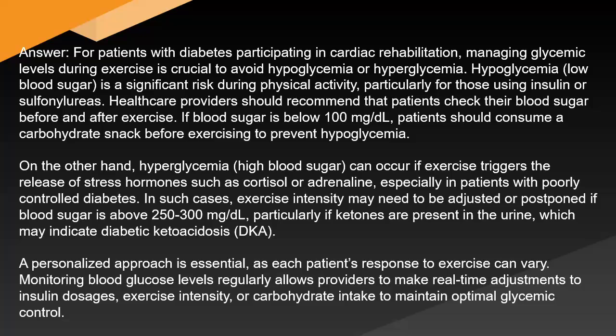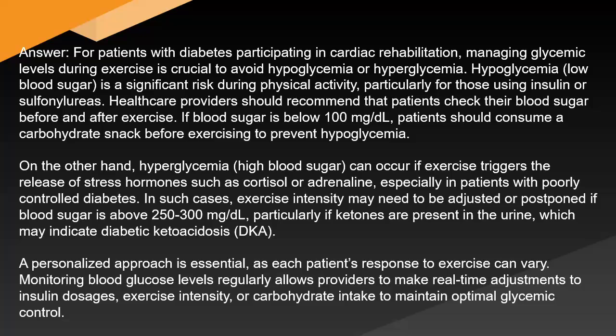Healthcare providers should recommend that patients check their blood sugar before and after exercise. If blood sugar is below 100 mg/dL, patients should consume a carbohydrate snack before exercising to prevent hypoglycemia. On the other hand, hyperglycemia, high blood sugar, can occur if exercise triggers the release of stress hormones such as cortisol or adrenaline, especially in patients with poorly controlled diabetes.